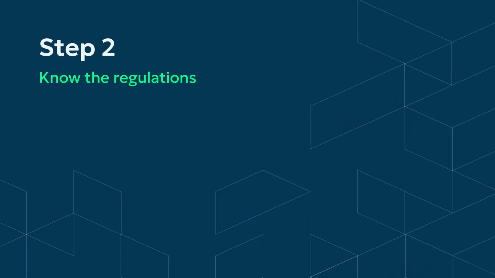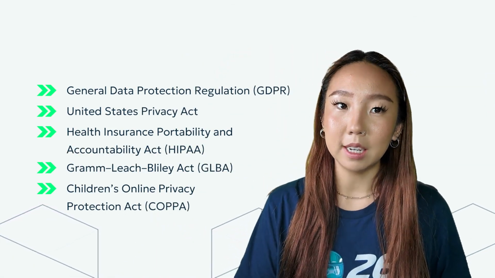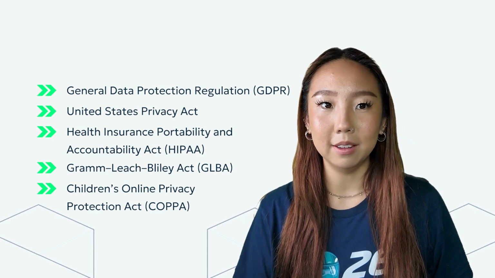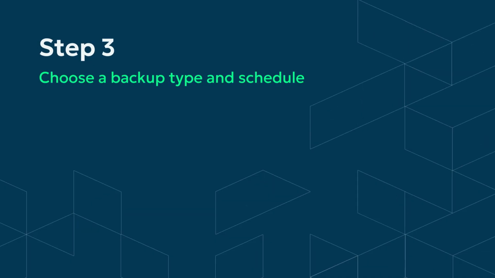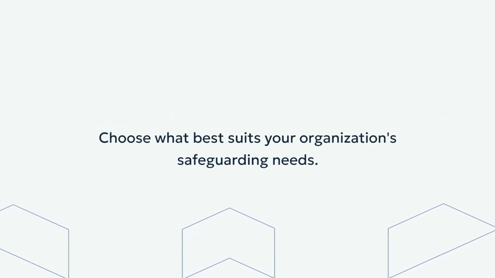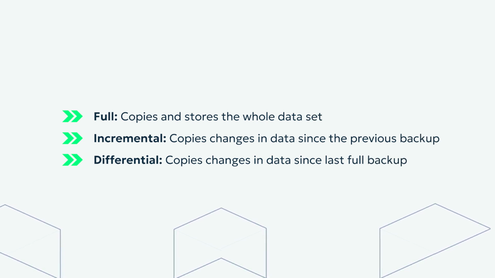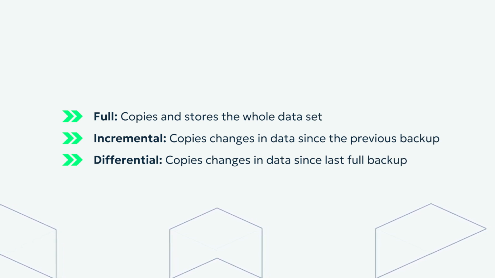Step 2. Know the regulations. Next, carefully review the rules and regulations on data privacy to align them with your plan. Step 3. Choose a backup type and schedule. And then, choose a backup type, full, incremental, or differential, that best suits your organization's safeguarding needs. Plan your backup schedule and automate the process to reduce lapses from human error.